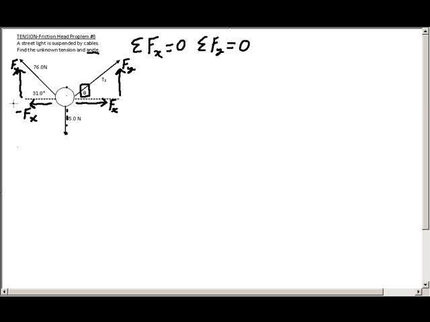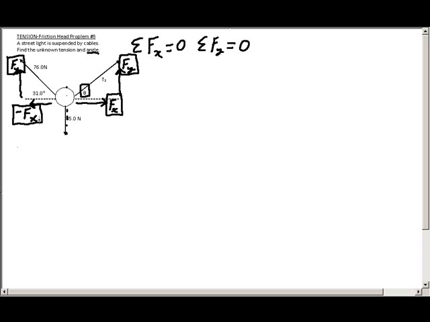So this angle is ultimately what we're looking for. But in order to solve that, we have to solve for this force in the negative x direction, this force in the y direction, this force in the positive x direction, and this force in the positive y direction. So what exactly are we solving for here? We're solving for 1, 2, 3, 4, 5 items. And that's how we got to approach it.